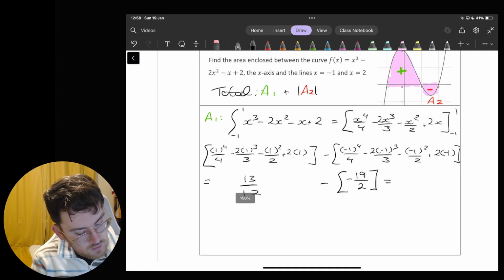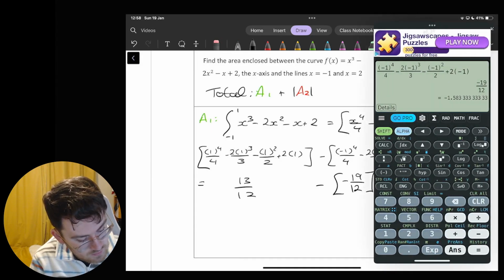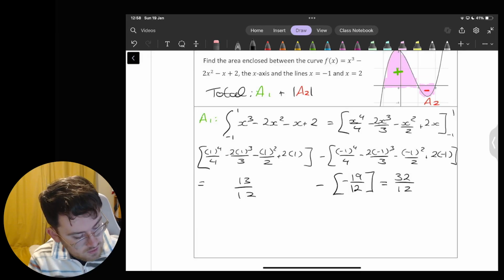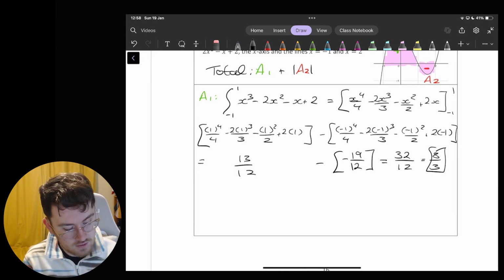And that's going to give me an overall answer of 32 over 12. Okay, sorry, that was 19 over 12 there. So 32 over 12, which is 8 over 3. Okay, and that's my area 1. Okay, positive as expected, all is well.